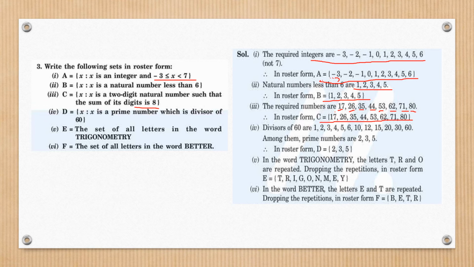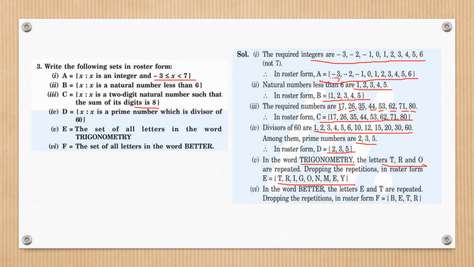x is a prime number which is a divisor of 60. So you know the divisors of 60 are all of them. So the prime divisors you have to take, right? 2, 3, 5 will be the prime divisors. The set of all letters in the word trigonometry. So you know, when we talk about words, we do not take the elements which are repeated. You know that T, R, O are repeated, so I'll just take them once.